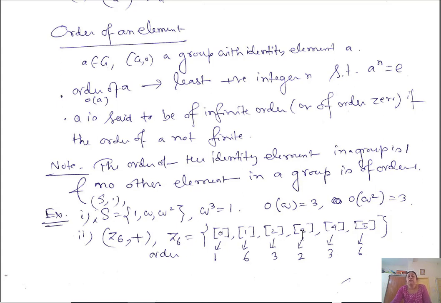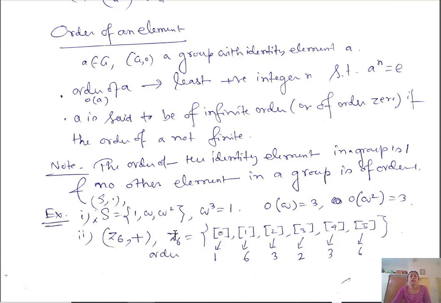Similarly, class 3 has order 2. This one has order 3, because 4 into 1 is not 0, 4 into 2 is also not 0, modulo 6. 4 into 3 is 12, and 12 divided by 6 gives you 0. So the least positive integer for which the scalar multiple is 0 is 3 here. 3 times 4 is 0 modulo 6. The same way you can identify the others.